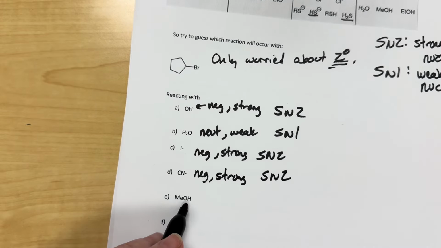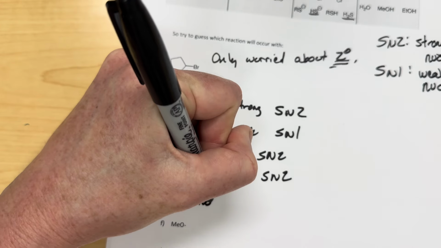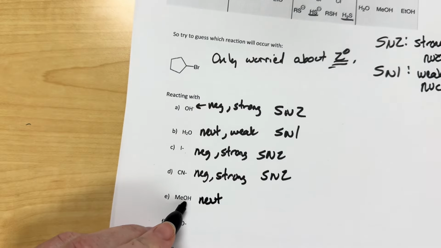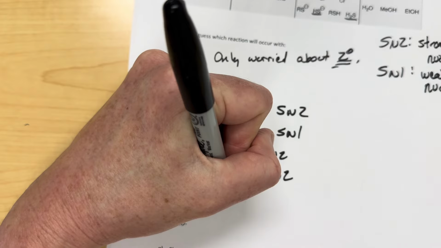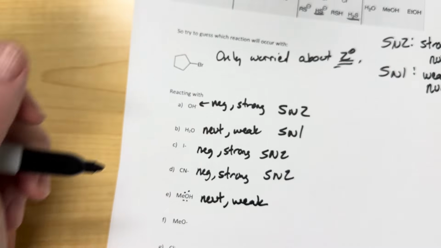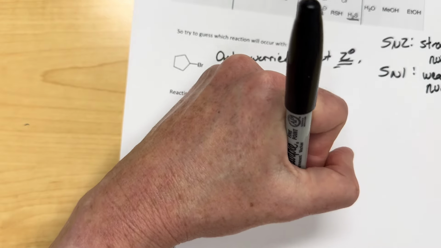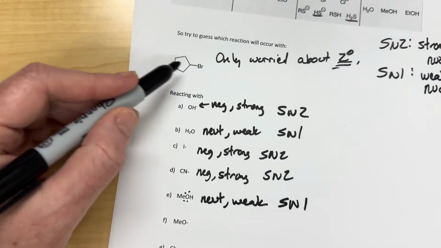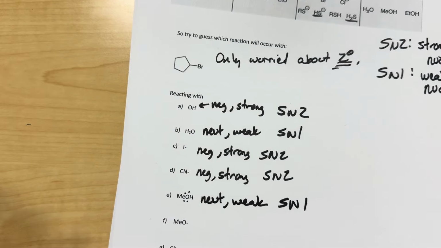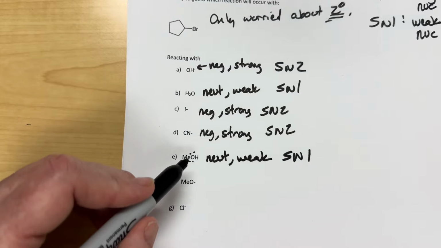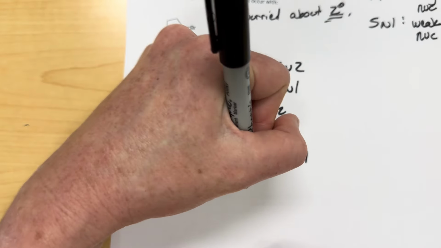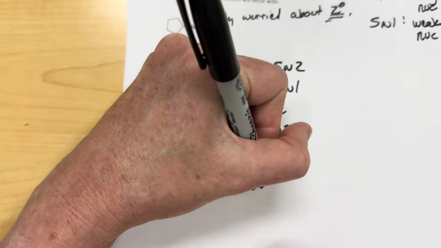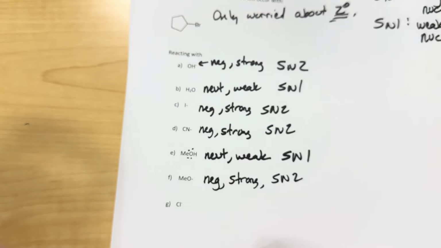Then we have MeOH. Hopefully you recognize that as a neutral. The lone pair happens to be on the oxygen here, and oxygen is not that strong, it's weaker. So put this all together, this reaction would occur via SN1 with this substrate, the secondary one. All right, MeO negative. Now all of a sudden we've taken off that H, we've made it a negative charge. Now it is negative. Negative is going to be stronger, and that's going to occur via SN2.